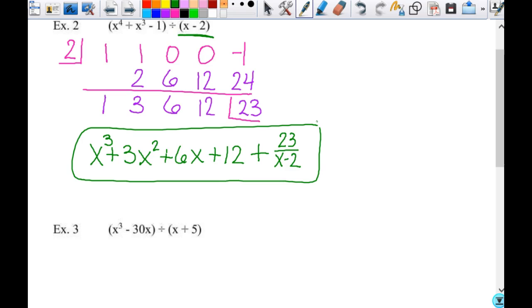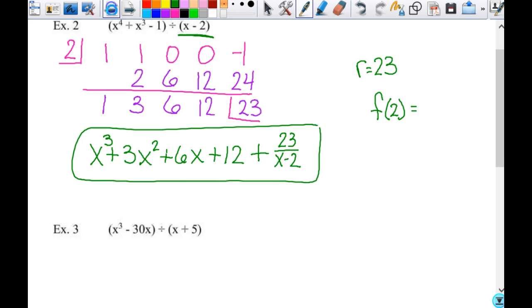Then I have to explain the meaning of the remainder. The remainder I got was 23. So what does that tell me? Well, it's not a factor. But what it does tell me, so that's what it tells me it's not, which is right. It is not a factor because f of 2 equals what? What does f of 2 equal?